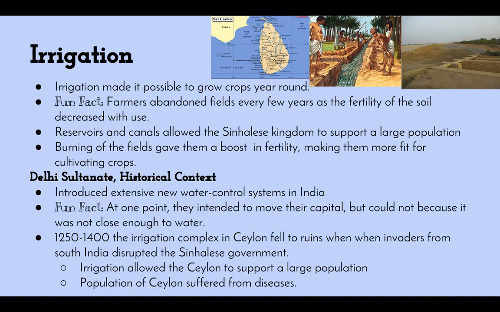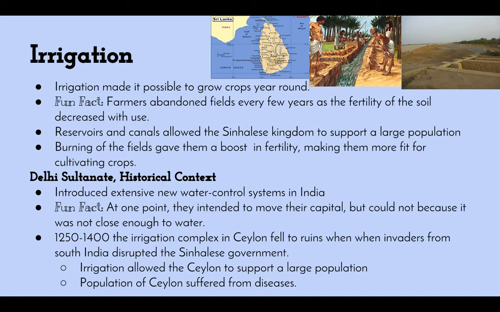Reservoirs and canals allowed the Sinhalese kingdom, which is in what is now Sri Lanka, to support a large population. And they burned the fields to give them a boost in fertility, which made them more fit for cultivating crops. The Delhi Sultanate introduced extensive new water control systems in India, and at one point they had intended to move their capital, but they realized that they could not because it was not close enough to water.